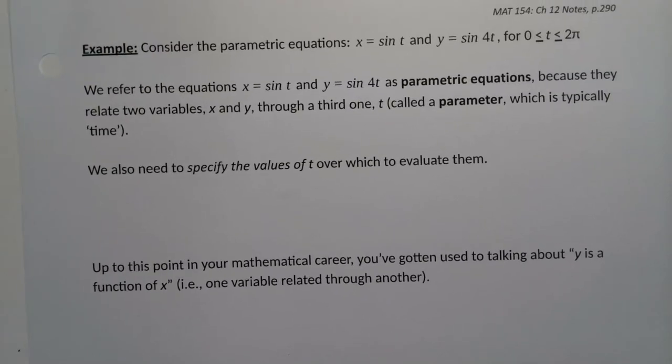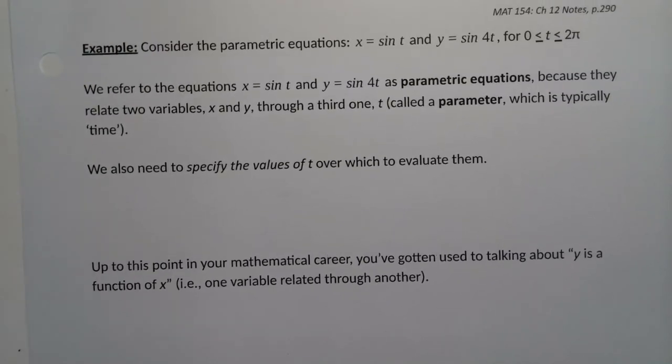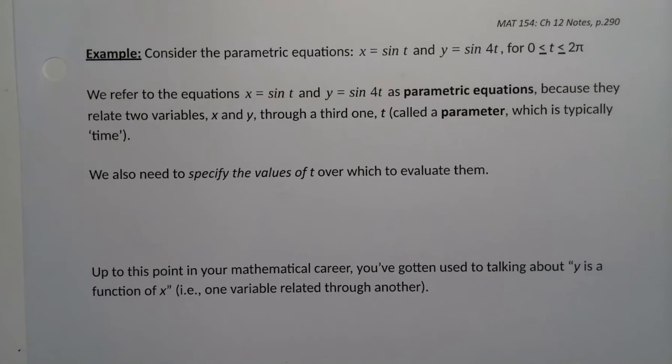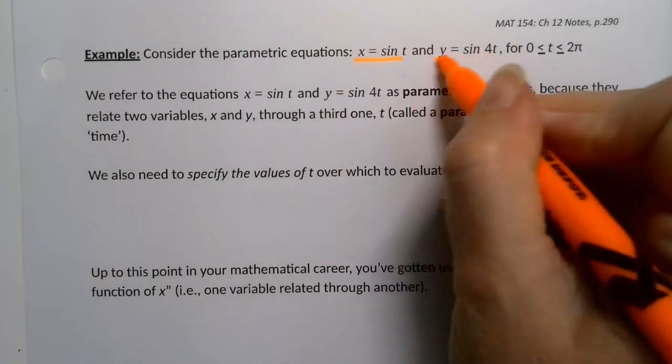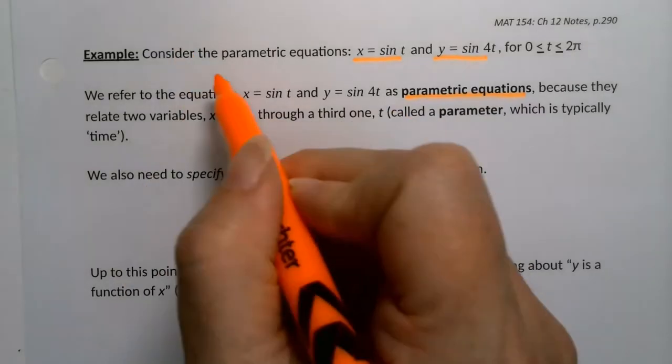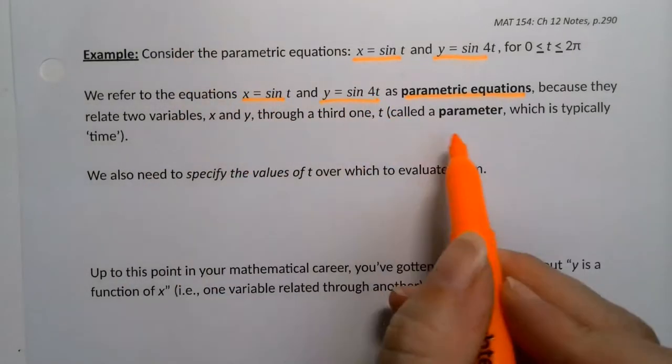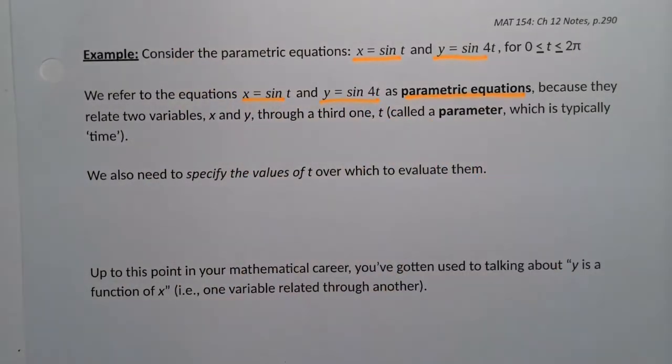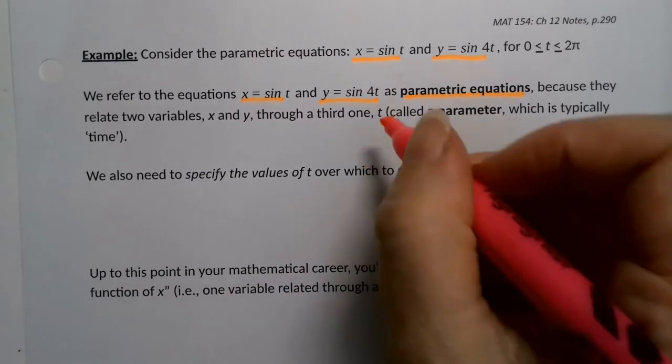All right, so then let's consider this some more. So it's the same curve we were just looking at, sine t, sine of 4t. So we refer to the equations sine of t and sine of 4t as parametric equations because they relate the two variables x and y through a third one. So these right here are the parametric equations. Okay? They relate the x and the y to that third variable t, which is called the parameter. So t is your parameter.